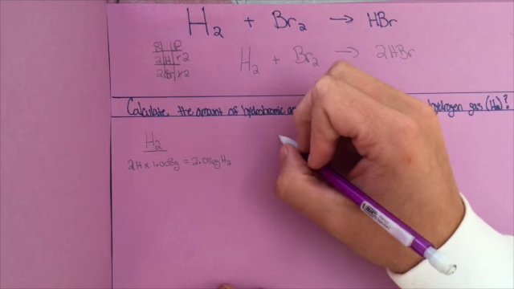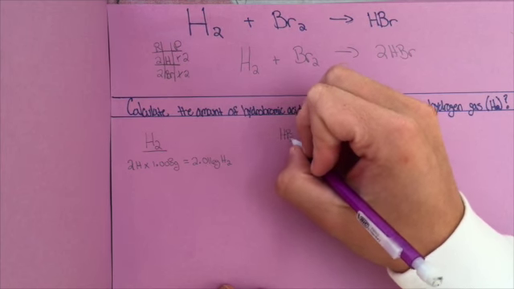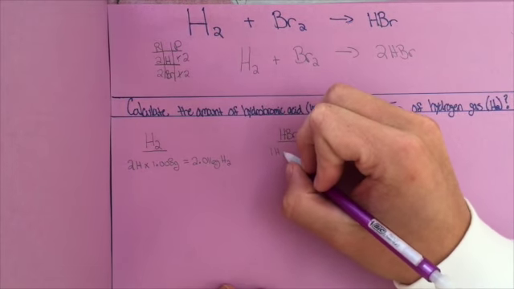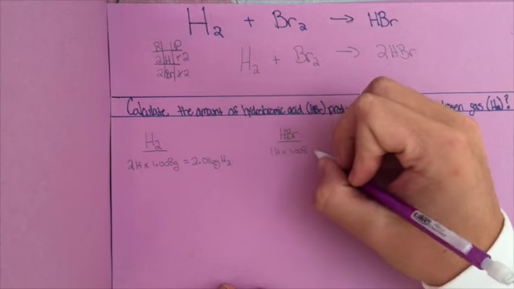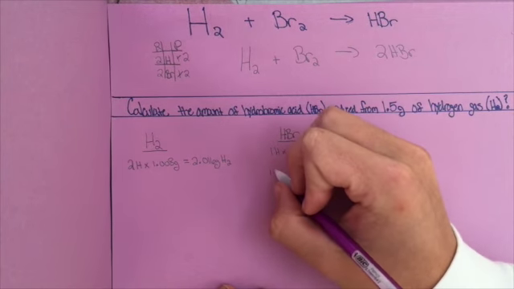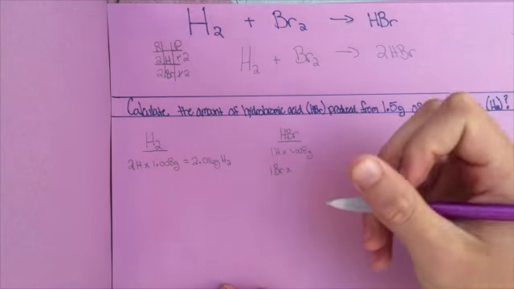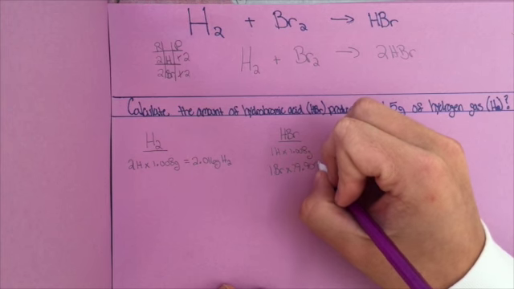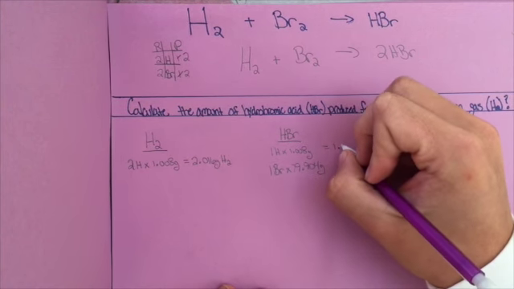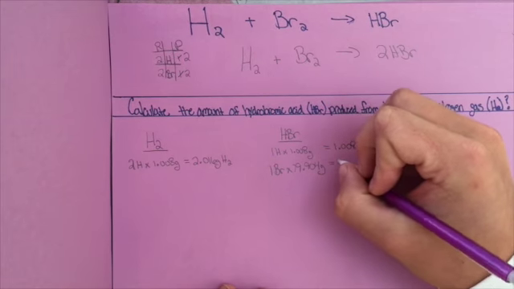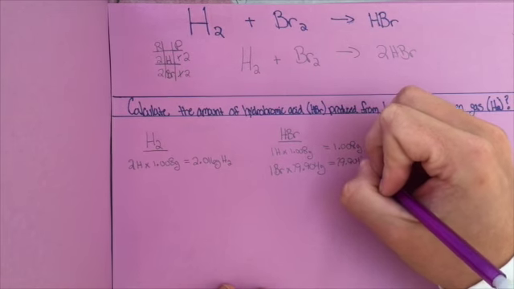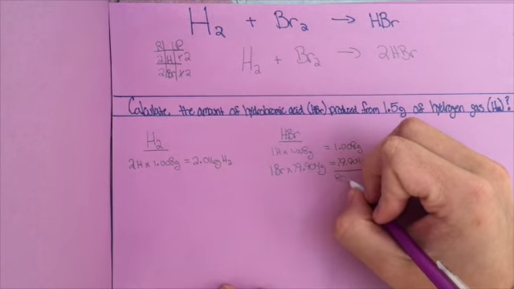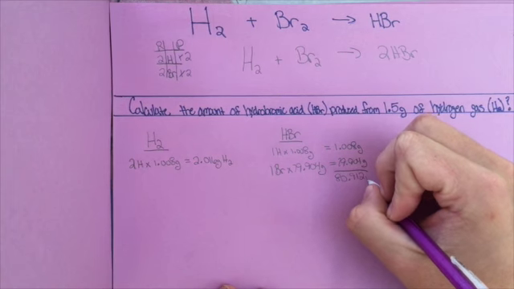Next, we'll take hydrobromic acid, where we have 1 hydrogen atom times 1.008 grams, and 1 bromine atom times 79.904 grams. After we have those products, we add them together and we get 80.912 grams.